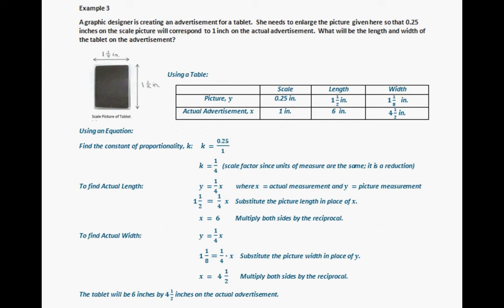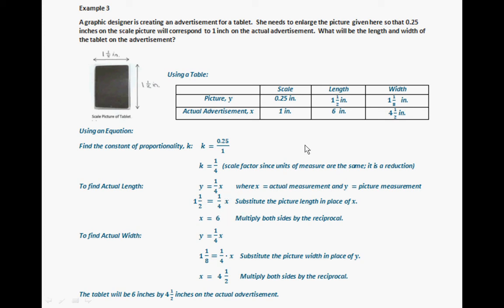All right, so for the graphic design on the tablet, here is an example of a table, the picture being y and the actual advertisement being x. Means that if you did it in inches to inches, this is what they would look like. So finding the constant of proportionality, k is 25 hundredths to 1. The k would also be 1 to 1/4 if you wanted to do the same as a reduction. So 25/100 to 1 is also 1/4. So our actual equation is y equals 1/4 x.